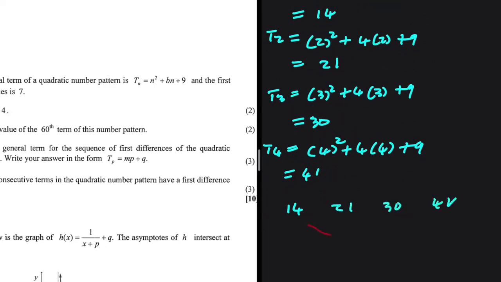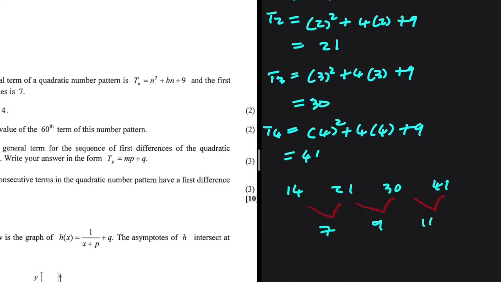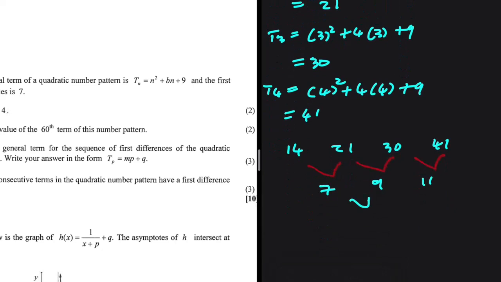So let's go ahead and find the differences of these terms. 21 minus 14, that is 7. We know that the first difference of the first two terms is 7. 30 minus 21, 9. And then 41 minus 30, that is 11. So we can see that 9 minus 7 will be 2, 11 minus 9 will be 2. So we're looking for the general term of this sequence with a common difference of 2.